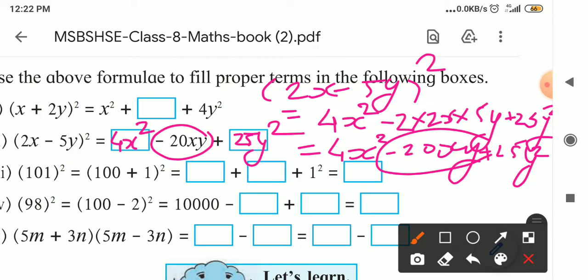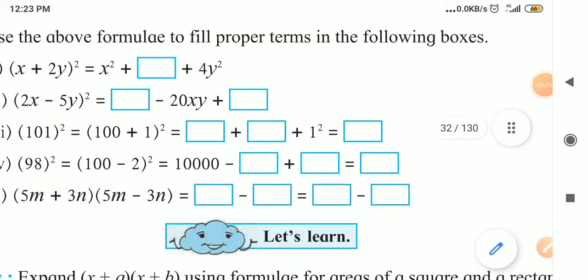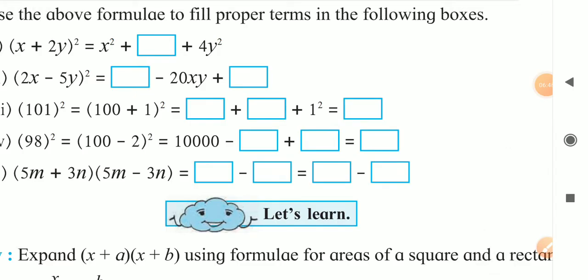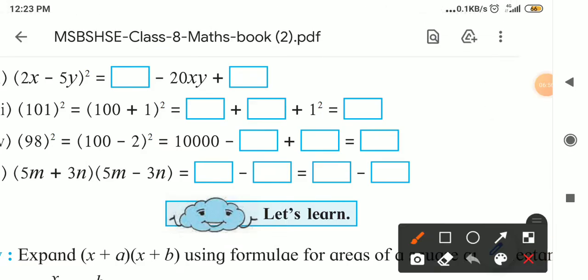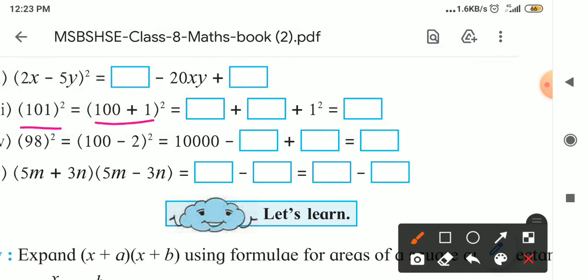Okay, note this down. After this example, what will we see? The next example is 101 square. What is 101? Here, that was also covered earlier, it is revision. 101 means 100 plus 1. According to the formula, first we take the first term square, that means 100 square. Okay, how much is 100 square? That is 10,000. I will zoom it.